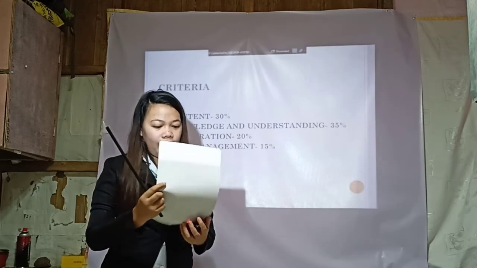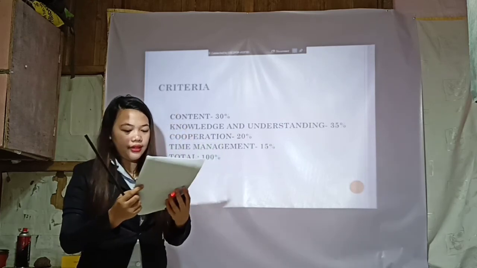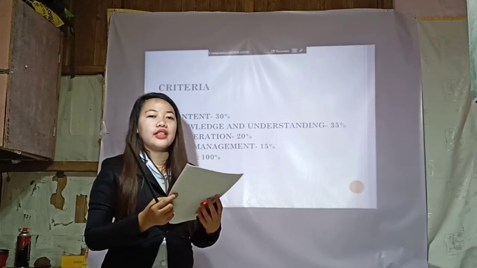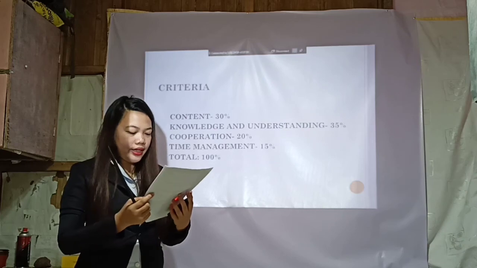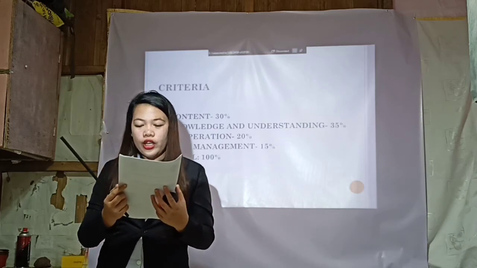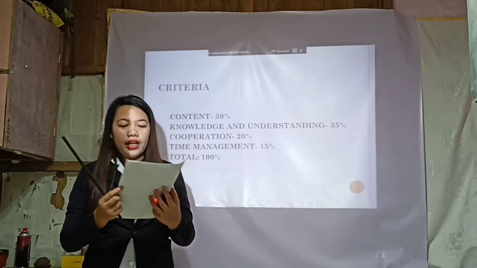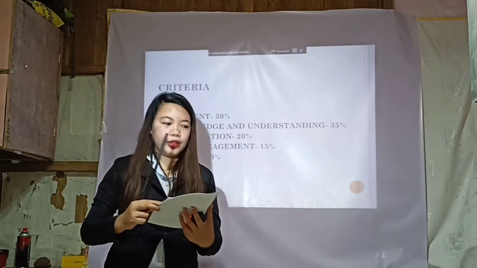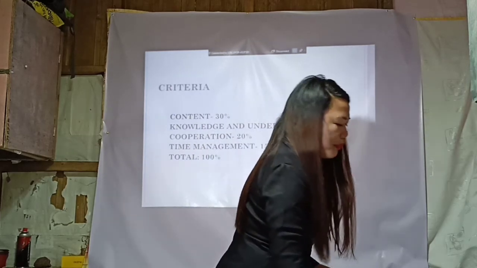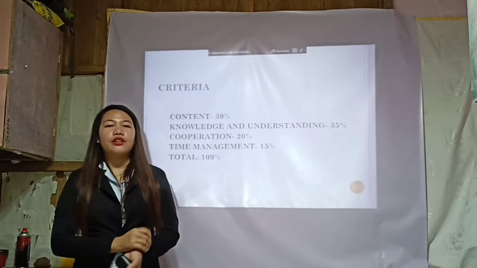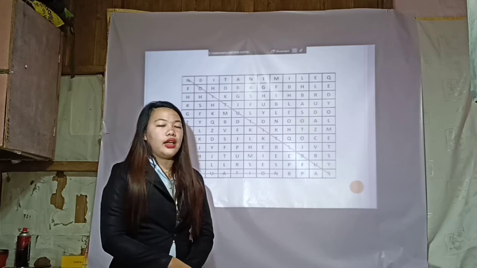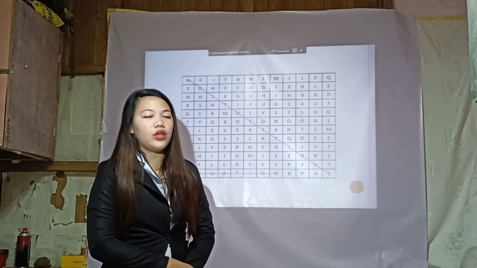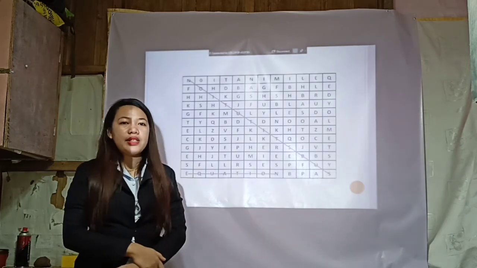Okay, the result of your group activity. Group 1 has 95%, group 2 has 97, group 3 has 94, and group 4 has the highest score, which is 98%. Okay, clap your hands for doing a great job. Now let's have a quiz. Get a quarter sheet of paper and answer the following questions. The time starts now.